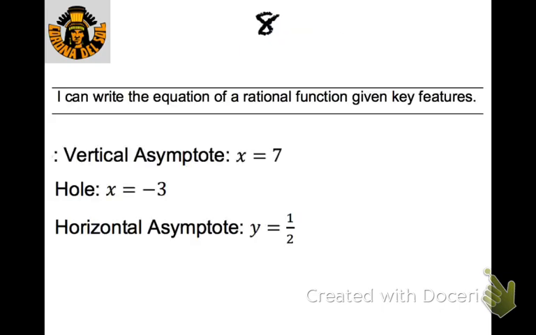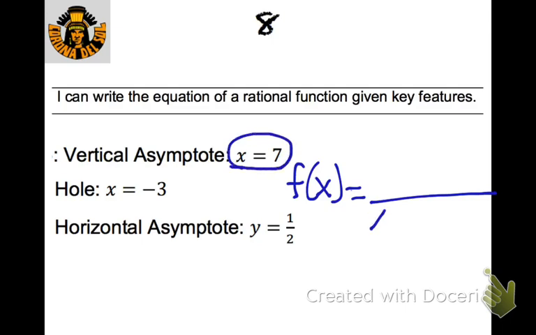Okay, now we're going to be able to work backwards a little bit. So we know that these are rational functions. So we're going to say f of x equals, and we're going to make ourselves a little bar here. So the vertical asymptote being x equals 7 means that we're going to have a factor on the bottom that's x minus 7.